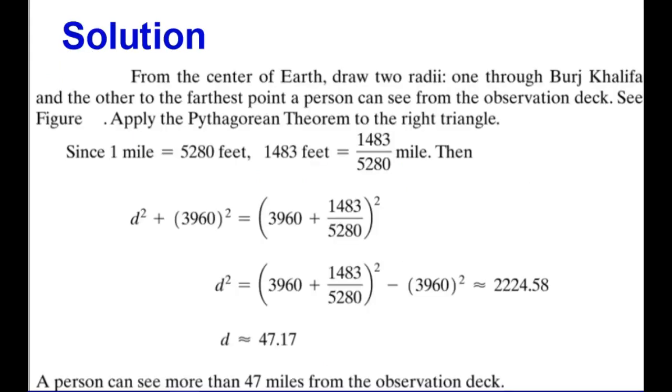So let's look at our solution. This is exactly what I was just doing. I drew my two radii, one through the building and one through the furthest part that a person can see. So it is a right triangle, so I can apply my Pythagorean theorem.